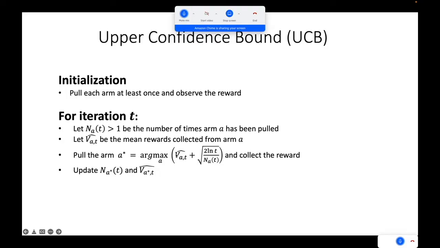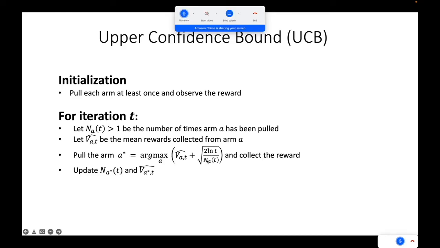Now, if we look at this expression for UCB, there's something interesting here. The UCB will be high when the first term is high, which means the arm gives a high reward, or its estimated reward is high. The UCB can also be pulled higher by virtue of the second expression.